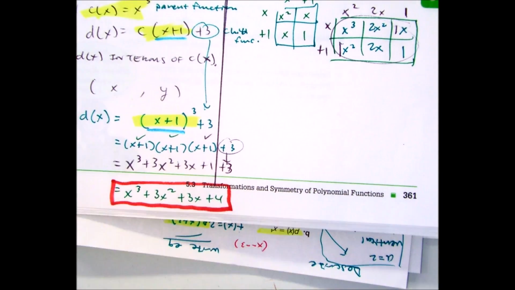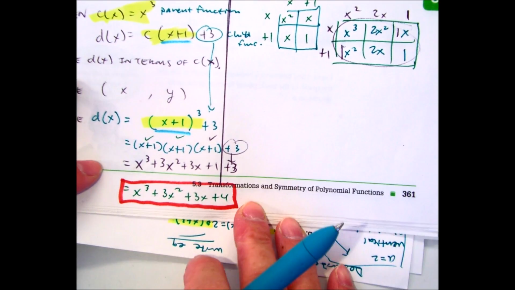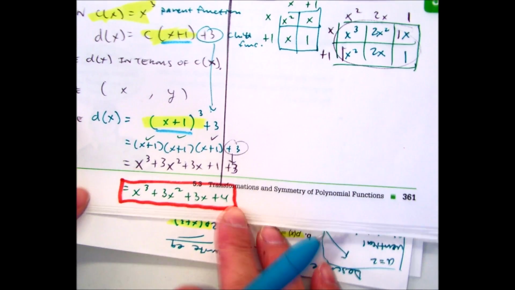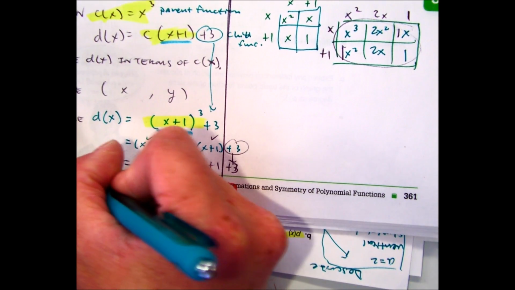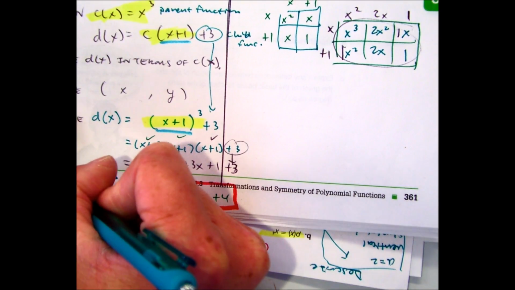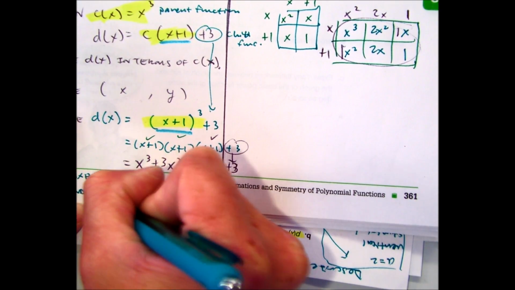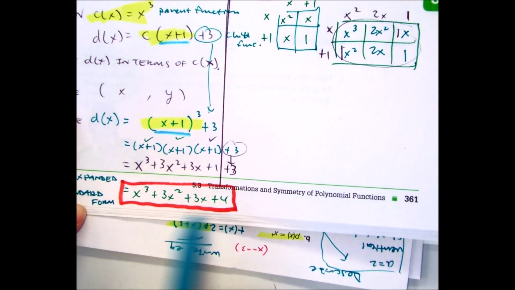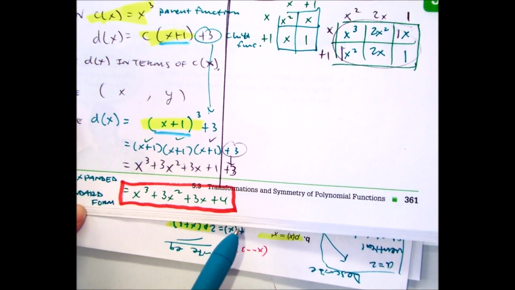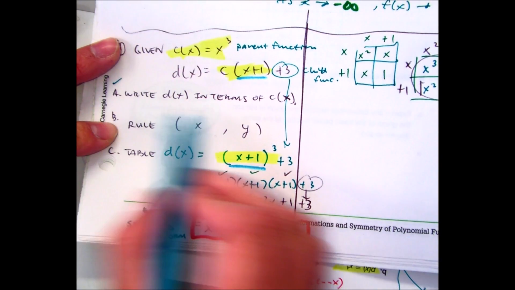Raise your hand if you got that. Good. So in this problem, we've expanded it. And if you think about it, polynomials can be written in standard form. If you think back to quadratics, this is just like standard form. Notice how it's in descending order, and there's no what? There's no parentheses. Okay? So we completed part A, write d of x in terms of c of x.